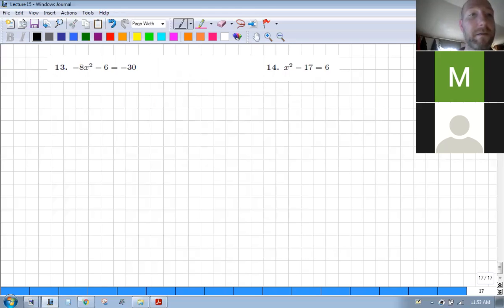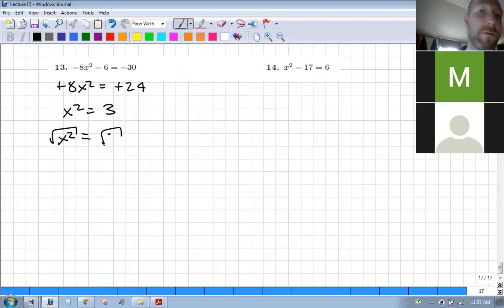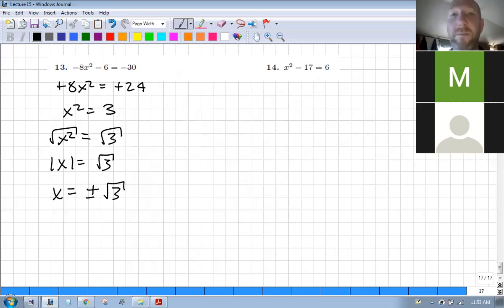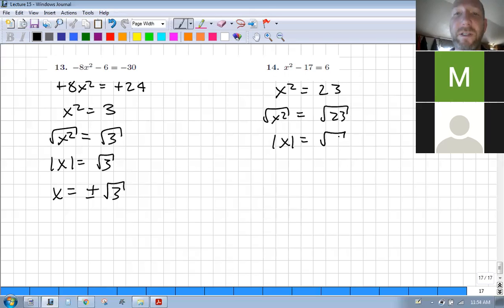Okay, let's see. Let's add 6 to both sides. Multiply by -1. Divide both sides by 8. 24 divided by 8 is 3. Square root both sides. So x is plus or minus root 3. 14, we'll add 17 to both sides. So we get a 23 here. Square root. 23 is a prime number, so we can't simplify it anymore.